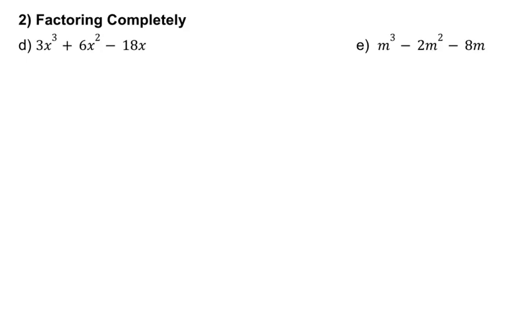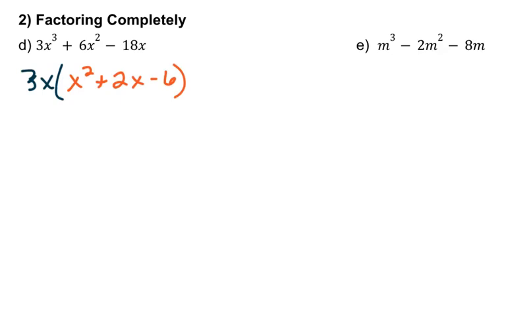Okay, so going to the next problem, we have 3x cubed plus 6x squared minus 18x. Do you see anything right off the bat that we can factor out? I see that we can factor out the 3x from every term. So 3x cubed divided by 3x would give me, what would that be, x squared? 6x squared divided by 3x would be 2x, and then 18x divided by 3x would give me negative 6.